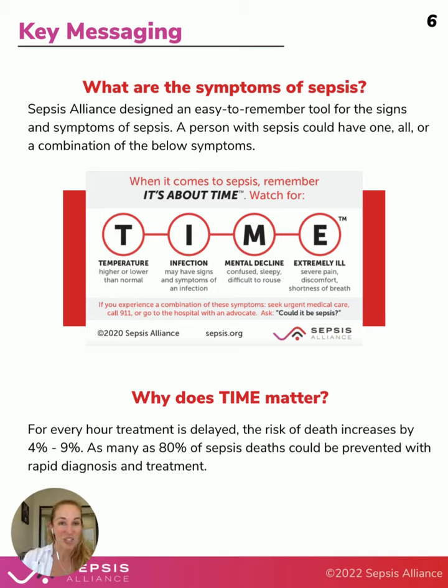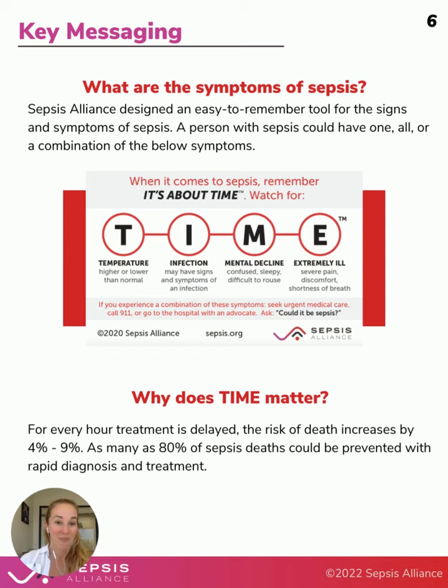A next key message is what are the symptoms of sepsis? Sepsis Alliance designed an easy-to-remember tool for the signs and symptoms of sepsis. A person with sepsis could have one, all, or a combination of the below symptoms. When it comes to sepsis, remember it's about time. Watch for temperature higher or lower than normal. Infection may have signs and symptoms of an infection. Mental decline: confused, sleepy, or difficult to rouse. and extremely ill: severe pain, discomfort, or shortness of breath. Again, a person with sepsis could have one, all, or a combination of those symptoms.